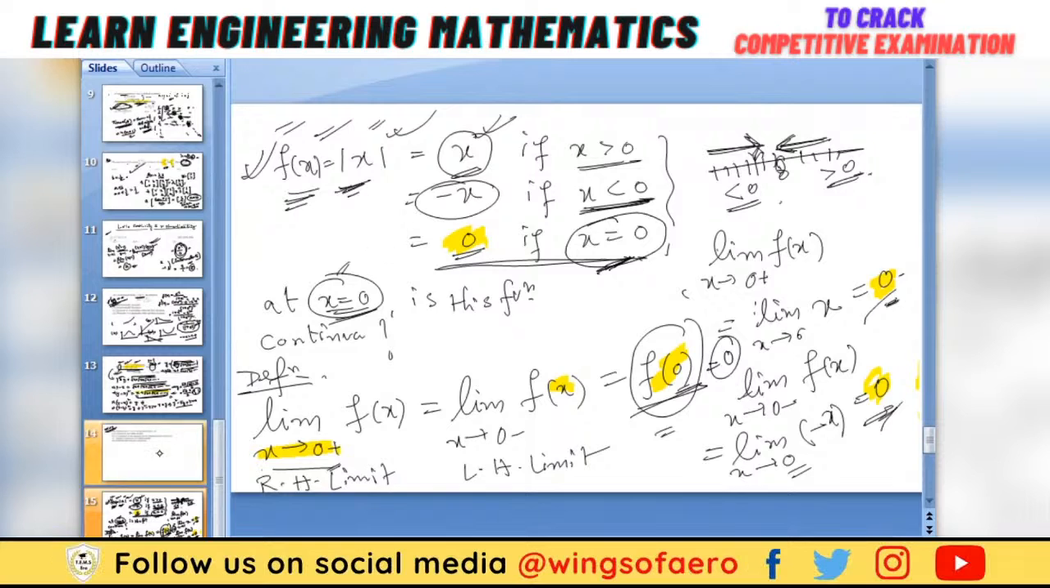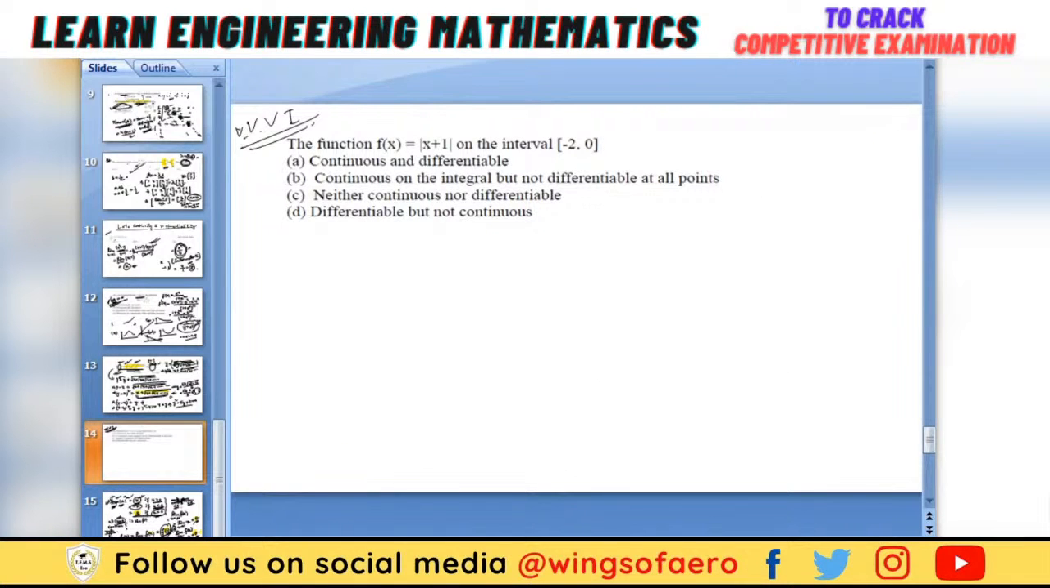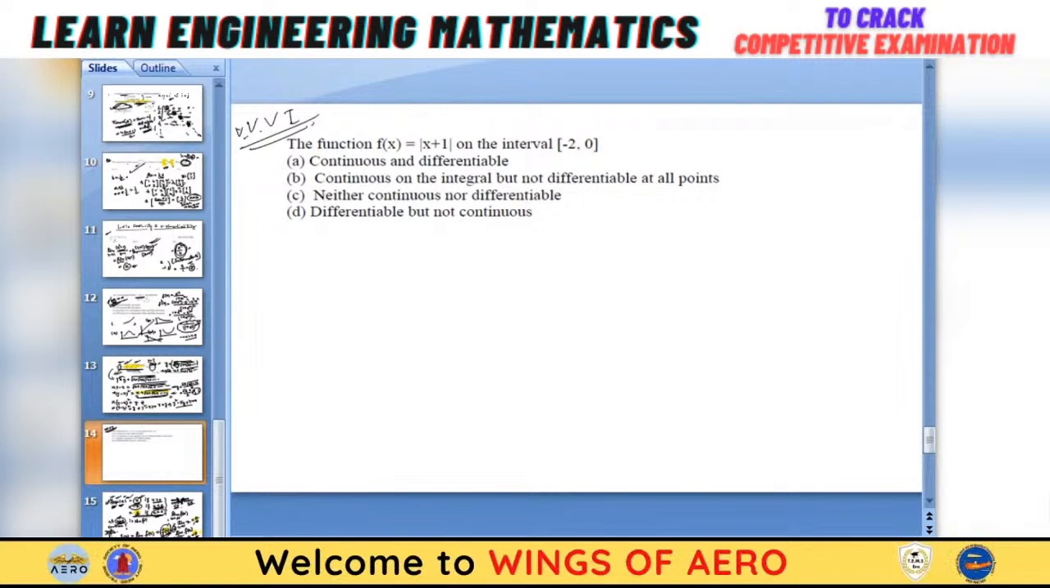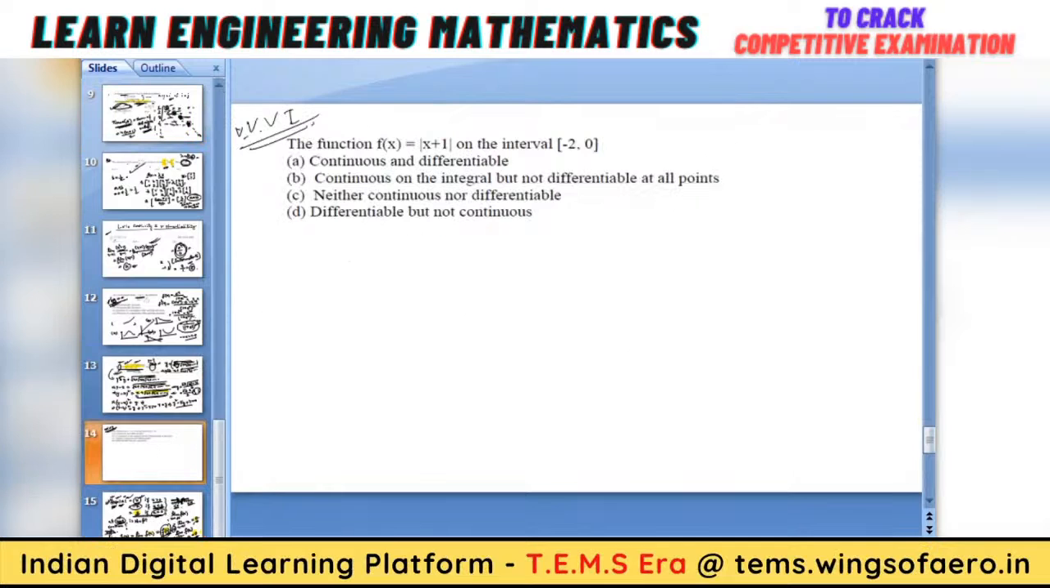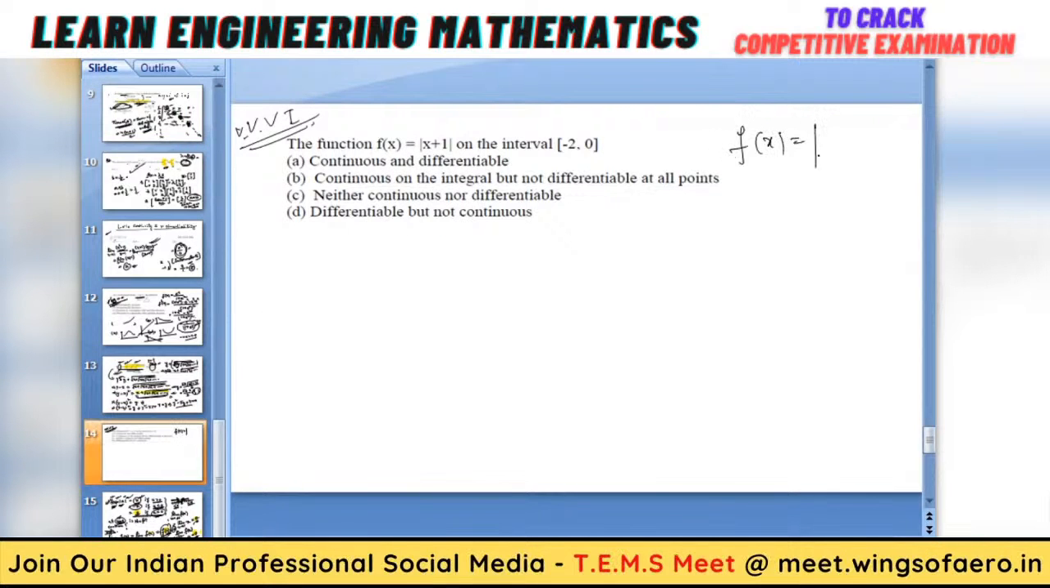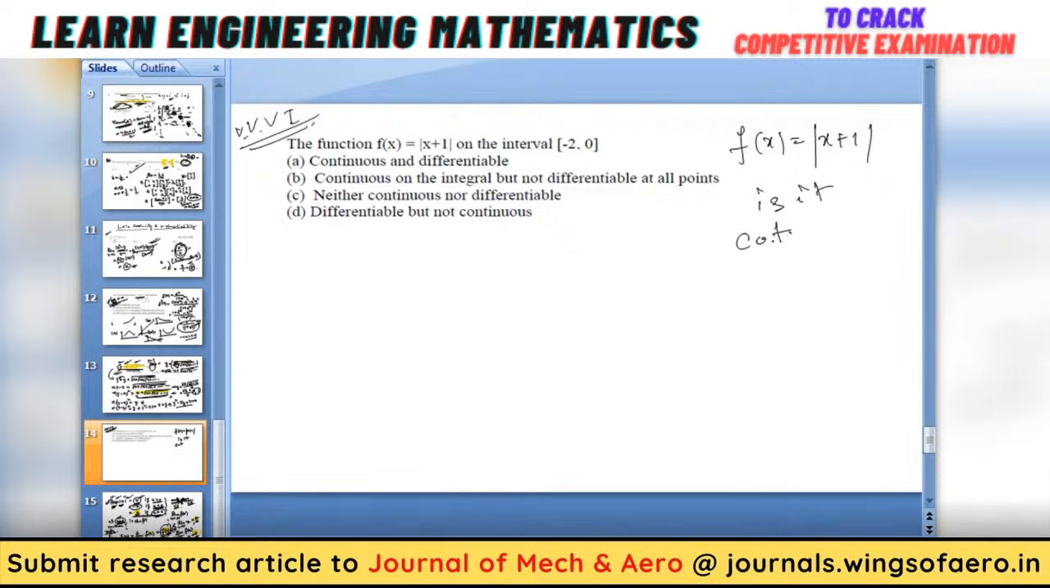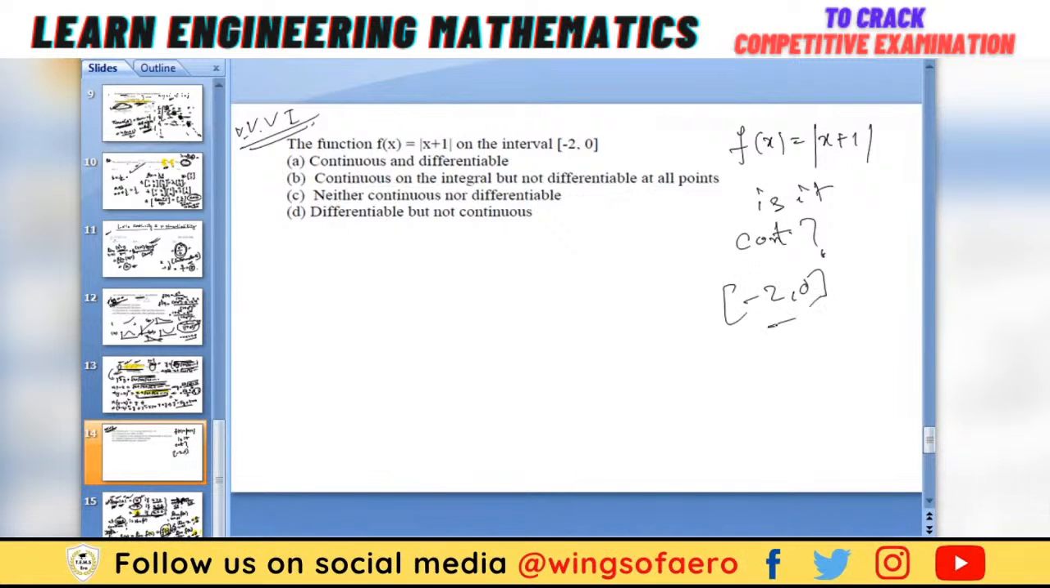Now tell me, what is the answer of this? Differentiability, you also have to find out. First tell me whether this function f(x) equal to mod of x plus 1 is continuous or discontinuous at minus 2, 0 or not. Discontinuous, sir. Yes, sir. Anyone, any other answer?